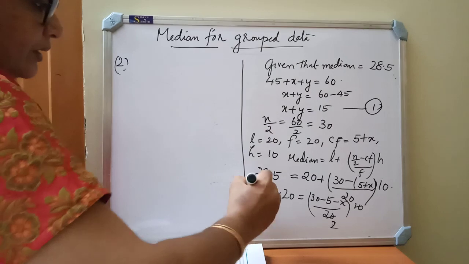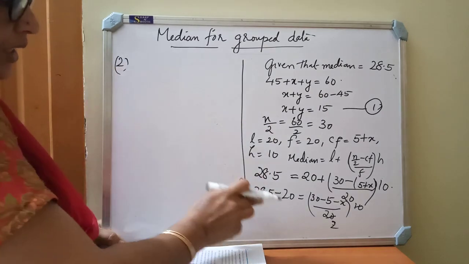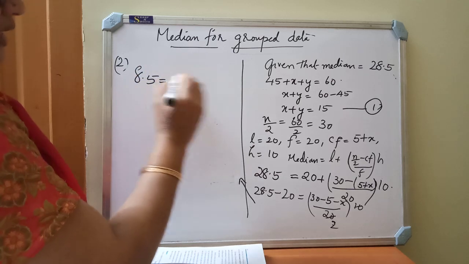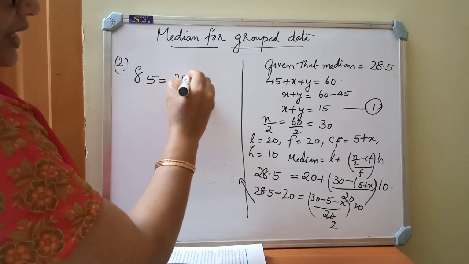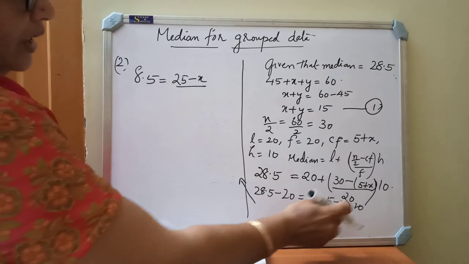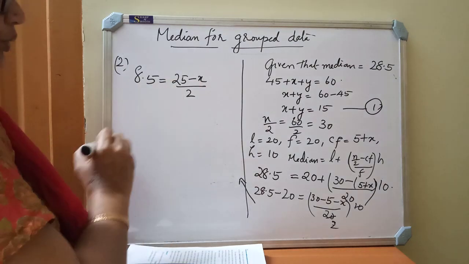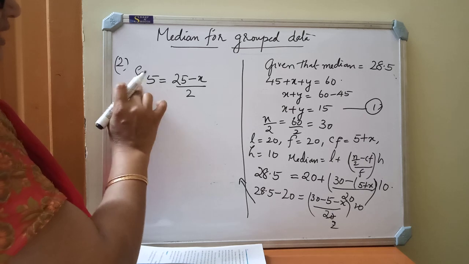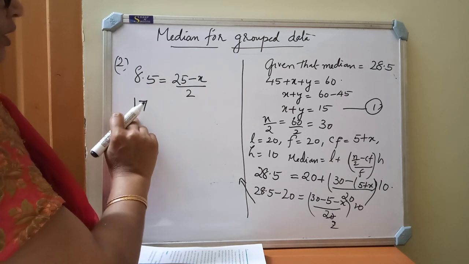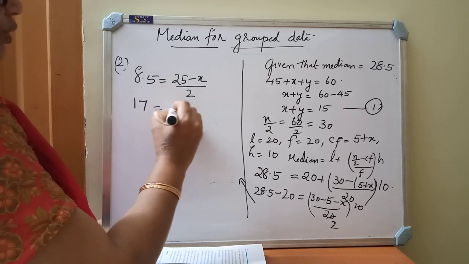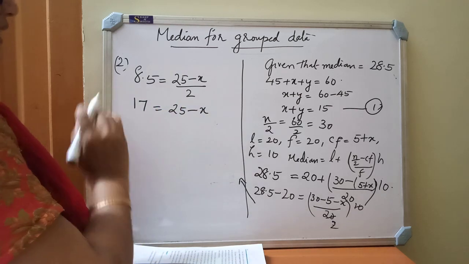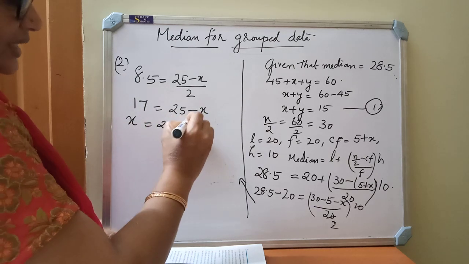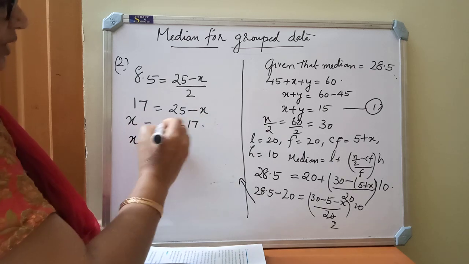So after that I am writing from here: 28.5 minus 20, that is 8.5, equal to (30 minus 5) 25 minus x divided by, here cancellation is possible, we got 2. So 2 into 8.5, that is 17: 2 8s are 16, 2 halves are 1, so 16 plus 1, 17, is equal to 28 minus x. Transpose this to the left side, minus x becomes plus x equal to 25 minus 17. So x equal to 25 minus 17, 8.